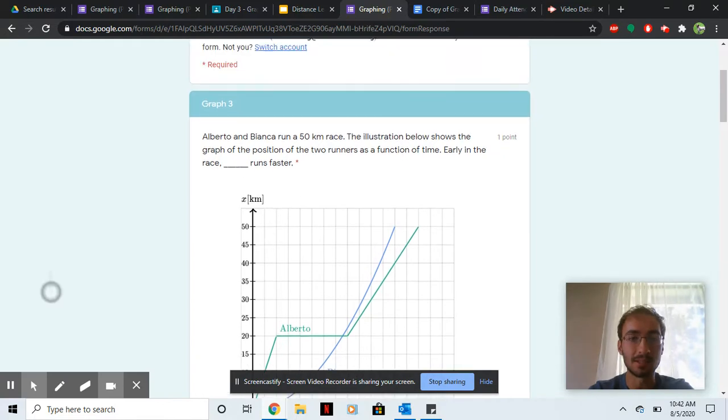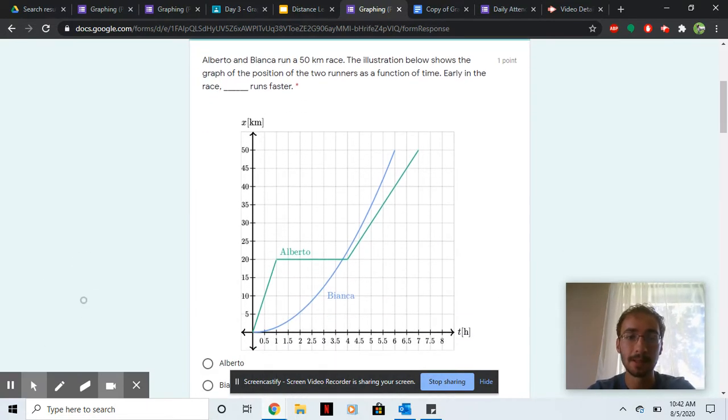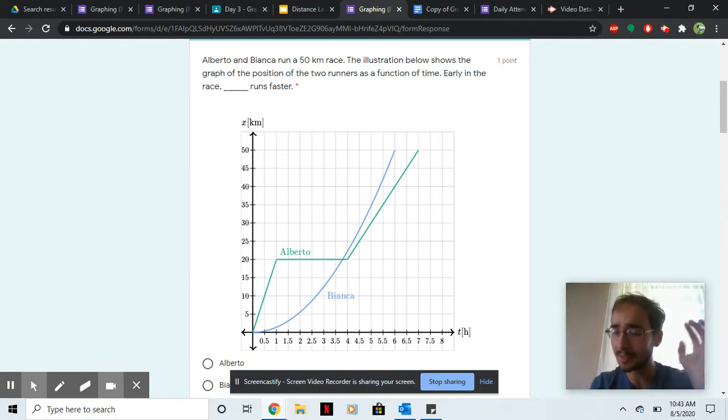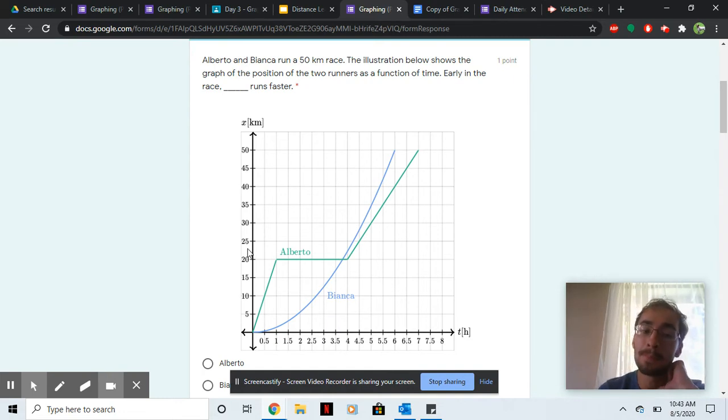So part 3, this is a part that a lot of students missed. It is more graph analysis of a line graph. Alberto and Bianca run a 50-kilometer race. The illustration below shows a graph of the position of two runners as a function of time. So basically, it's a fancy way to say this graph shows two runners. It shows the time on the x-axis and how far they went on the y-axis. So they're measuring how far each person's going over time.